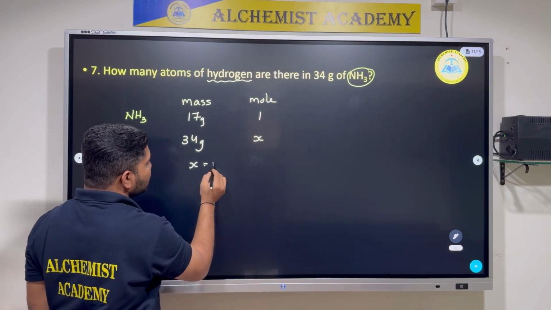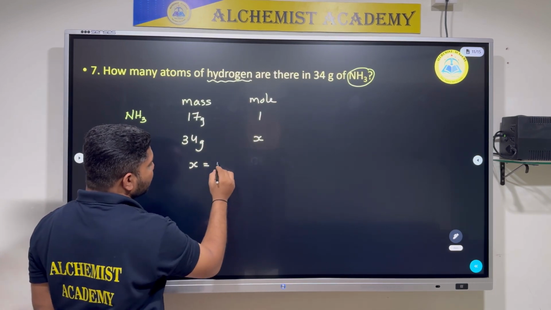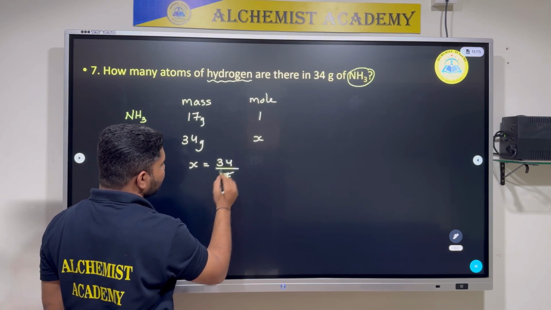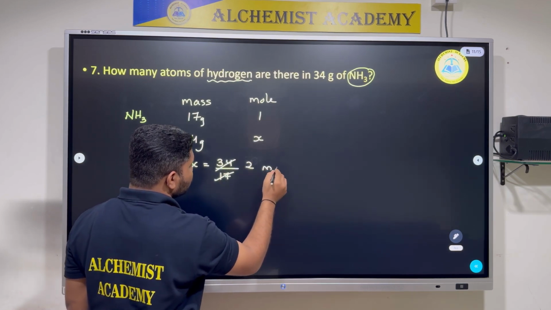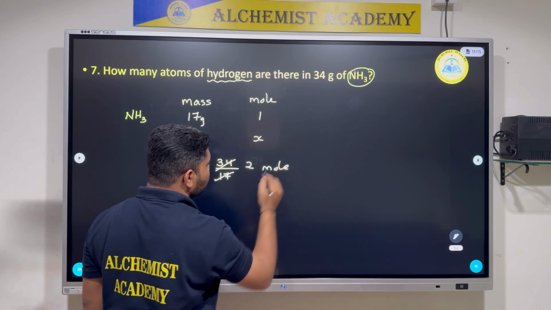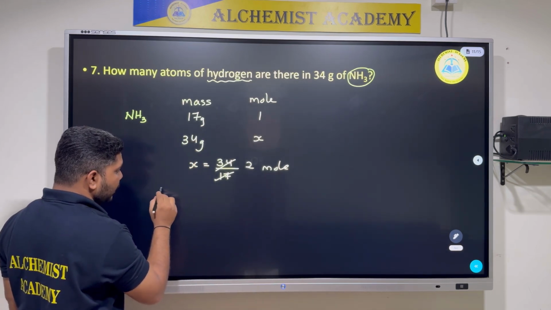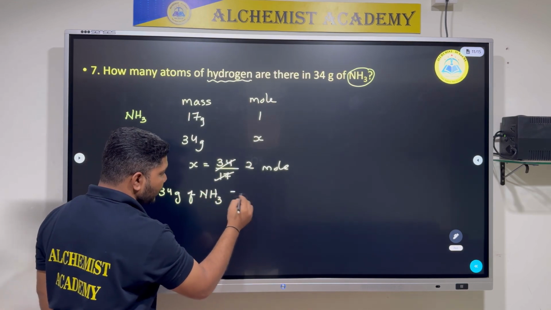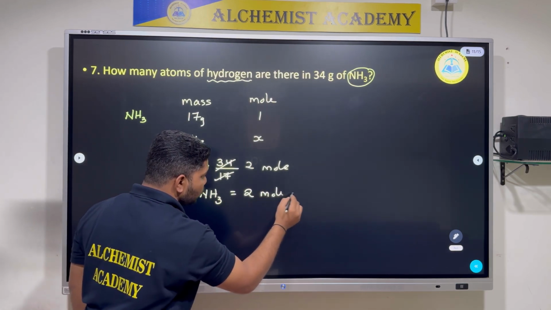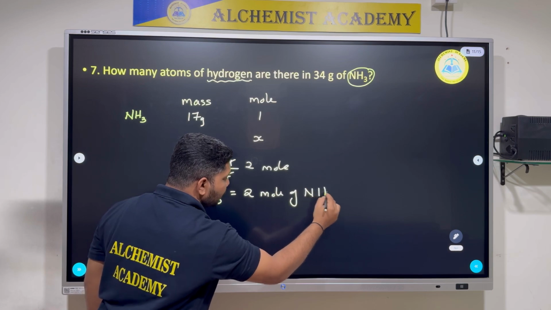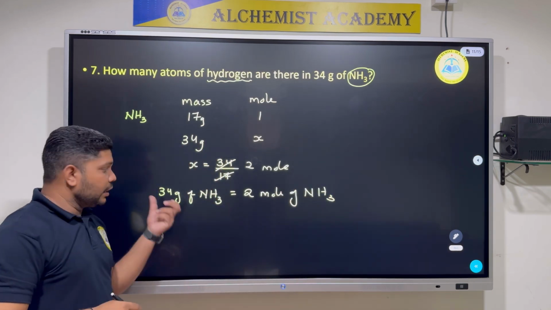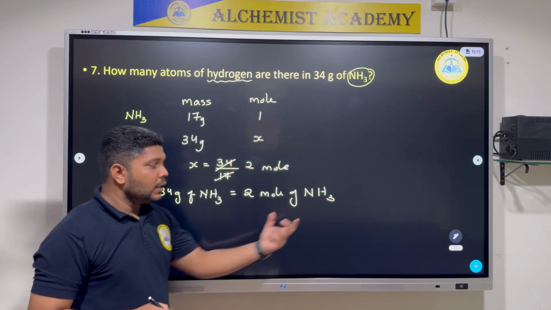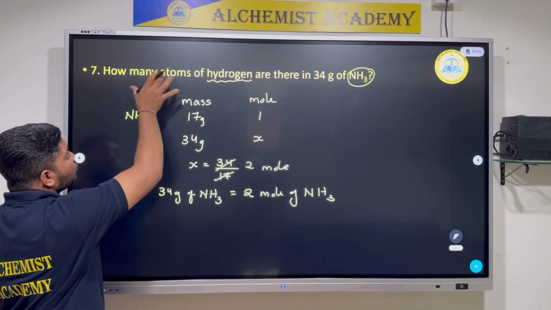If you do the cross multiplication, you will get 34 divided by 17, which is nothing but 2. So we understood that we are getting 2 moles. That means I can say that 34 grams of ammonia is 2 moles of ammonia. This is the meaning of it. Is this clear? Now we are going to the actual problem.